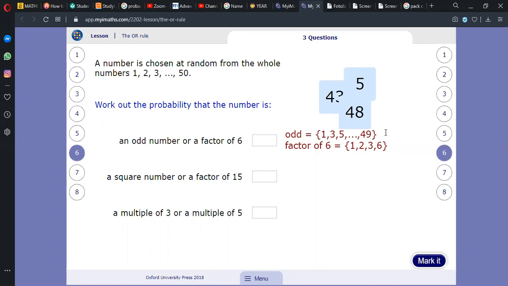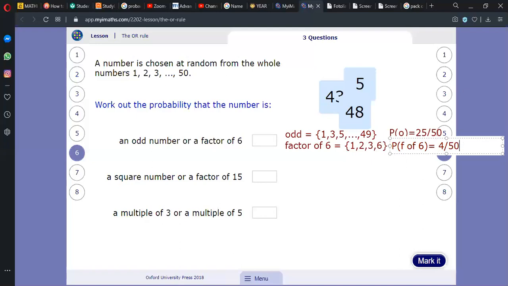That's the probability of odd. Let me put it by the side. Probability of odd, I'm going to use a small letter o to represent odd. Probability of odd is equal to 25 over 50. Then we go for the next one, which is the probability of factor of 6. Let me call that F of 6 so that we can shorten things. The probability for this is equal to how many factors do I have? 1, 2, 3, 6. Just 4 of them. So that's going to be 4 over 50.